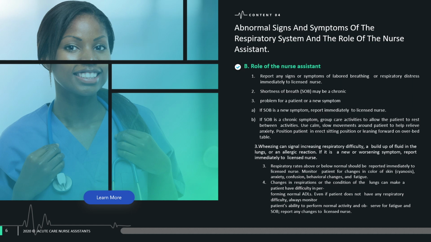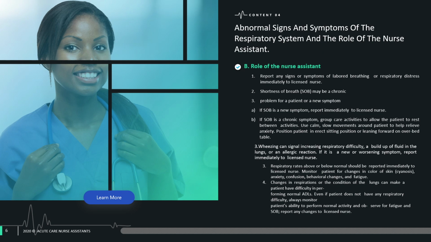Wheezing can signal increasing respiratory difficulty, a buildup of fluid in the lungs, or an allergic reaction. If it is a new or worsening symptom, report immediately to the licensed nurse. Respiratory rates above or below normal should be reported immediately to a licensed nurse. Monitor the patient for changes in color of skin, anxiety, confusion, behavioral changes, and fatigue.